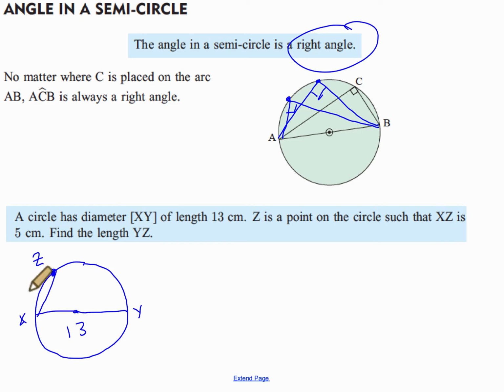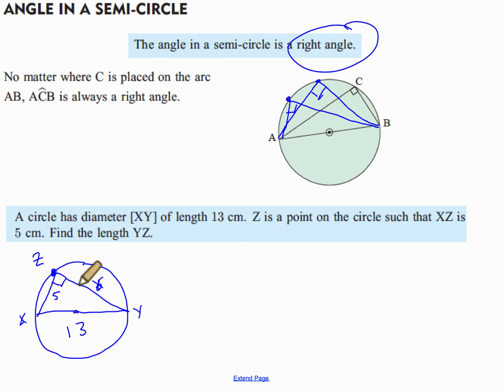All right, so we know that this is 5. I'd like to put it out there, but it's kind of in the way. Find the length of YZ. So we'll call this X. And hopefully you see what we got here. We have an angle inscribed in a semicircle, so it is a right angle. So we have a right triangle, and so we can use the Pythagorean theorem.